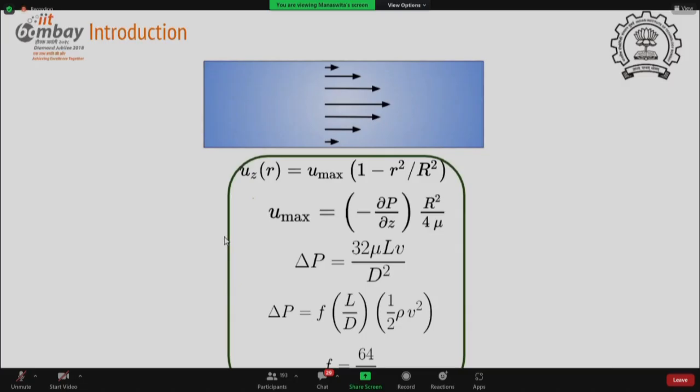Yes, ma'am. So when the low Re flow comes to our mind, these equations are for flow through a pipe. The axial velocity is a function of radial position, and that is a representation of fully developed flow. That is, the velocity does not change with axial position. Maximum velocity is given by minus dp/dz, the minus sign, of course, taking care of the negative pressure gradient, since the flow is driven by the pressure gradient, times R squared by 4 mu. Delta P is 32 mu L V by D squared, and delta P can be rewritten in the form of non-dimensional numbers, where f is the friction factor, which is 64 by Re. This is the set of equations that comes to our mind.